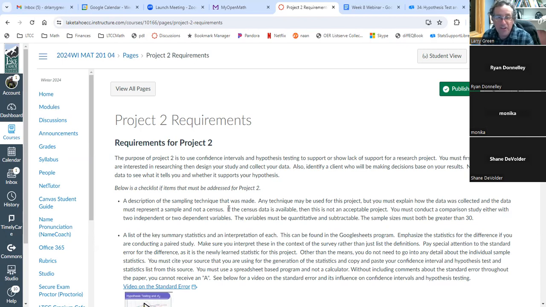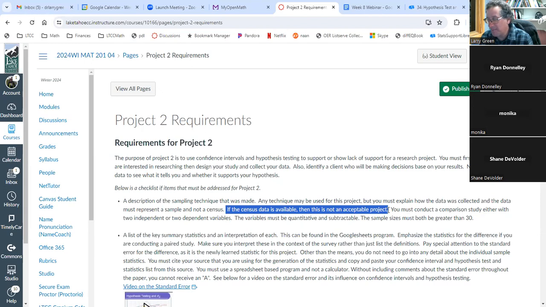Okay. Just a note, if census data is available, then this is not an acceptable project. If you can easily just grab the census, then that's not okay. You also have to collect the data. You can't use someone else's data that they've already collected. Yeah, a question like the mom and dad situation, that would be okay. I mean, don't just use the one I told you to use, so do something that interests you. Okay, and you don't have to do a survey question.